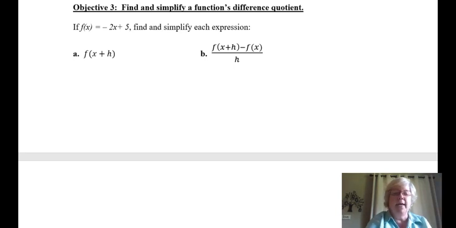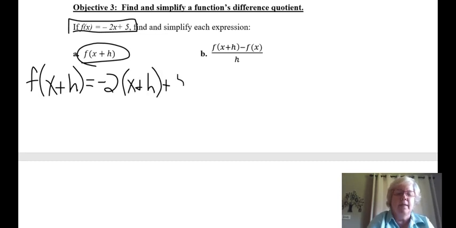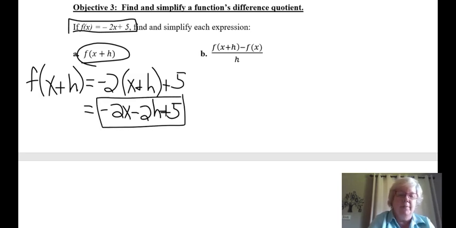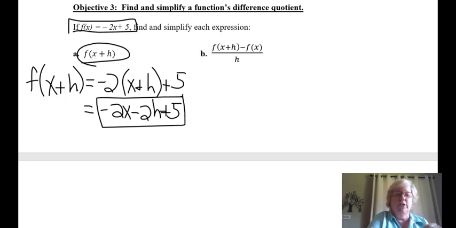First off, we need to be able to calculate f of x plus h. So I take my original function that will be given, and I want to substitute x plus h in the original function everywhere there was an x. When I distribute, I end up with negative 2x, negative 2h, and plus 5. So that's the first part of this problem, finding f of x plus h. The second part of this problem is going to be to use this formula. This formula is called the difference quotient formula, and that's the one we're going to use.